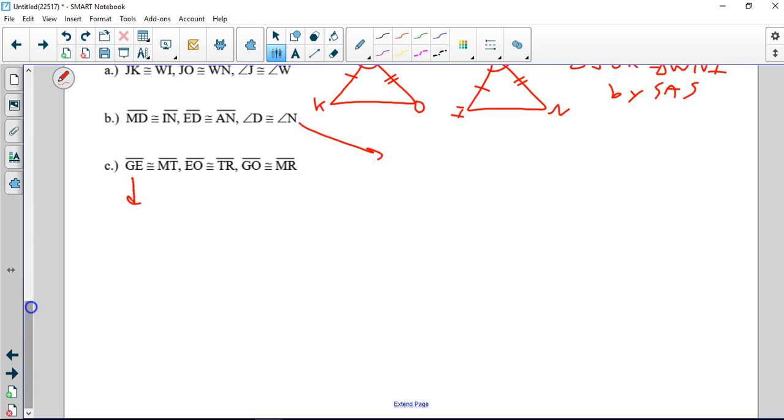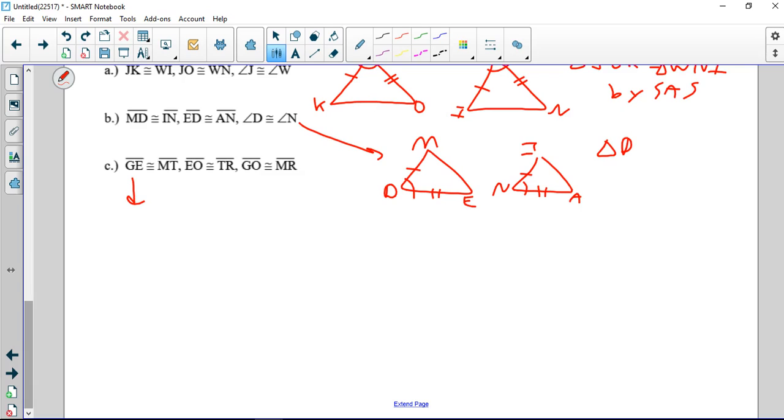I'm going to come down here and do this down here. So, quick triangle, doesn't have to be beautiful. MD is congruent to IN. Then we have ED, so that means this is an E, is congruent to AN, so that's an A. So we have MD and IN, ED and AN, and angle D is congruent to angle N. Again, we have the included angle. So, we have SAS.